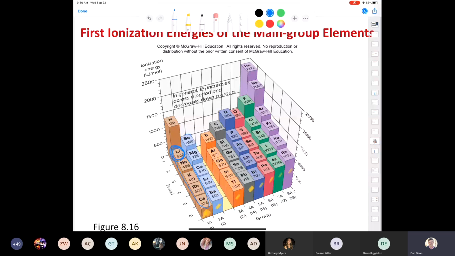Why would that be? It's because the effective nuclear charge increased, right? If the outer electrons are feeling more of that nuclear charge, they're going to be held more tightly. Therefore, it's going to take more energy to rip an electron off. Okay? That's the rationale. Okay? Look at fluorine. It's got a much higher ionization energy. Why? Because the effective nuclear charge is even higher.